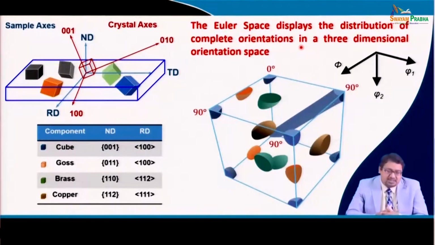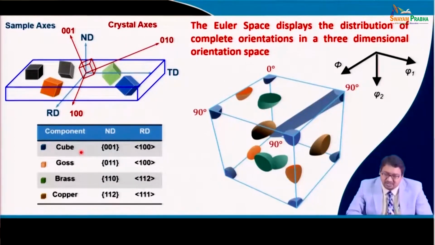You see that a face centered cubic material which is rolled, or in general terms, shows rolled and recrystallized texture, shows a copper texture, a brass texture, a goss texture and cube texture. There are other textures also, like the S component, but for this example I have shown you only these 4 textures. So, you see that the position of the cube texture is shown by the blue.